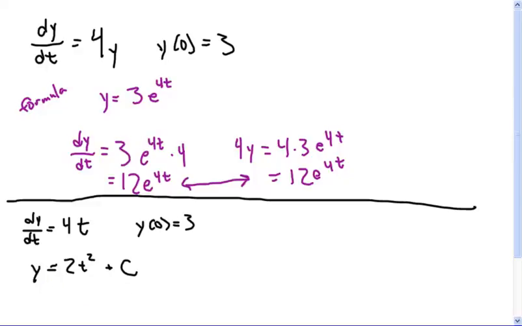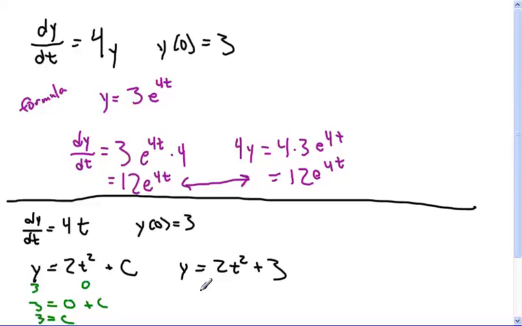So when you plug in 0 for t, you're supposed to get 3 as an answer. So we get 3 equals 0 plus c, so c equals 3. So the answer would be y equals 2t squared plus 3. So you already know how to solve those. When you have an explicit formula, you take the antiderivative. We know taking the antiderivative can be hard, and there are lots of them that we can't do, but if you can do it, that's how you do it.